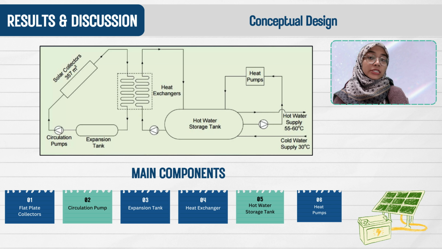Moving on to the conceptual design, we offer an active indirect solar water heating system to be installed in a hotel in Malaysia. The solar collectors are used to heat up a transfer fluid, which is circulated by a pump, where the heat from this hot fluid will then be exchanged with potable water from a storage tank in a heat exchanger before being delivered for domestic usage. These are the main components in the solar water heating system, which include solar collectors, circulation pump, expansion tank, heat exchanger, hot water storage tank, and heat pumps.